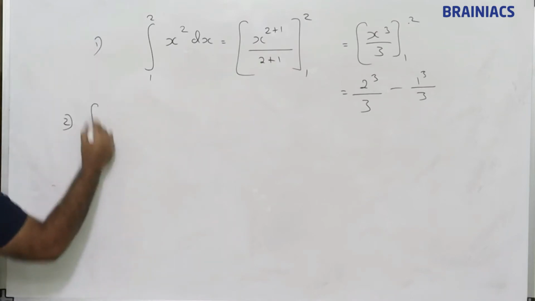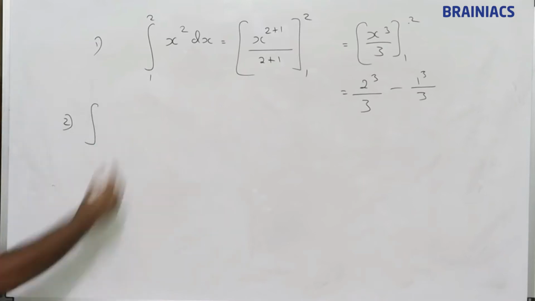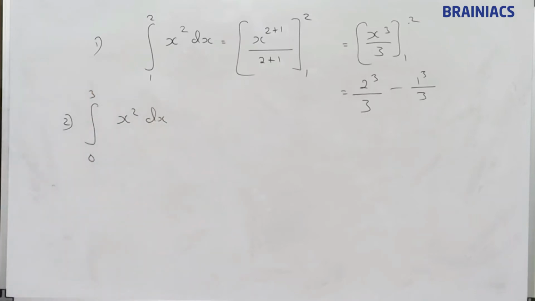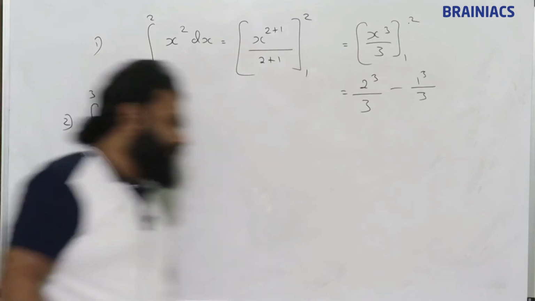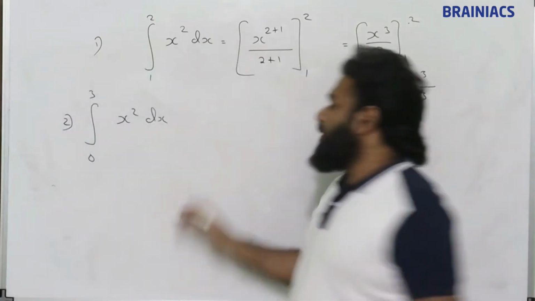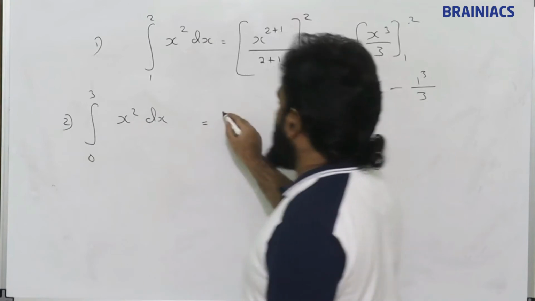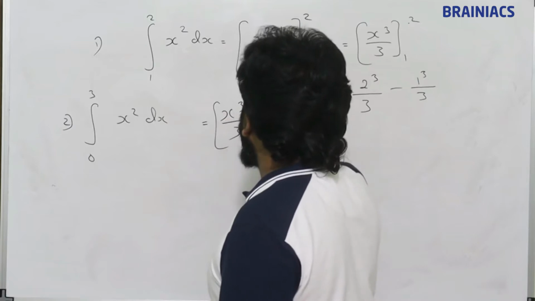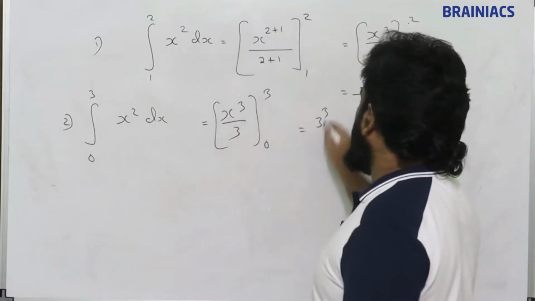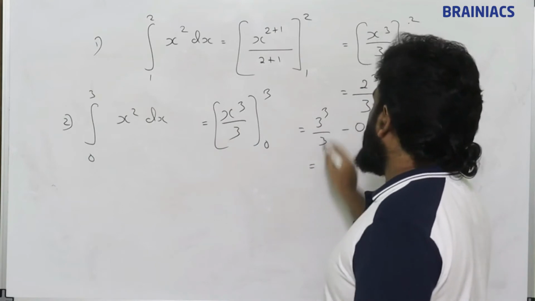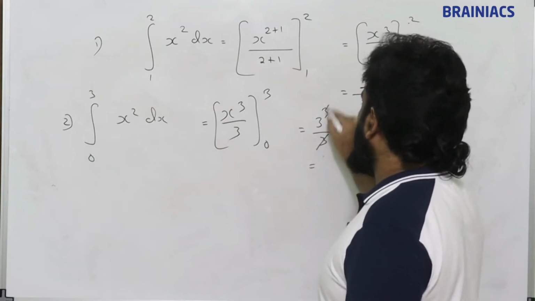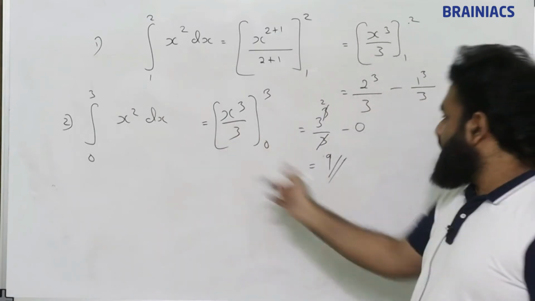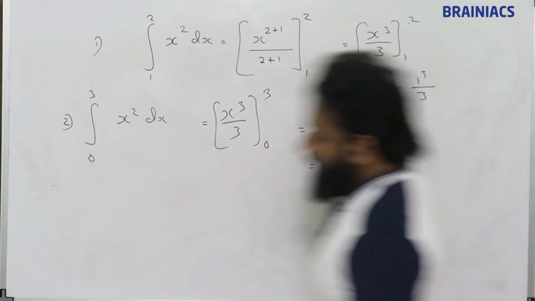Another example, integration of x square dx from 0 to 3. What is the answer of this? So directly I am writing x cube by 3, putting the limit 0 to 3. So this is nothing but 3 cube by 3 minus 0. So 3 cube is 27 by 3. If we cancel, this is going to be 3 square. The answer is 9. The area under this curve is nothing but 9. Clear or what?